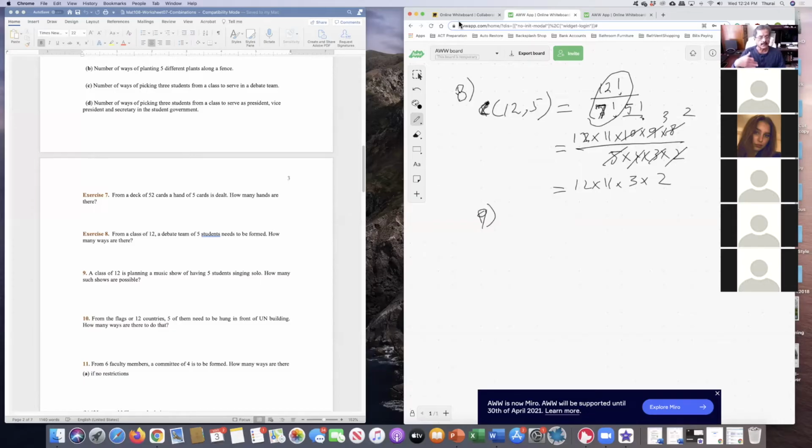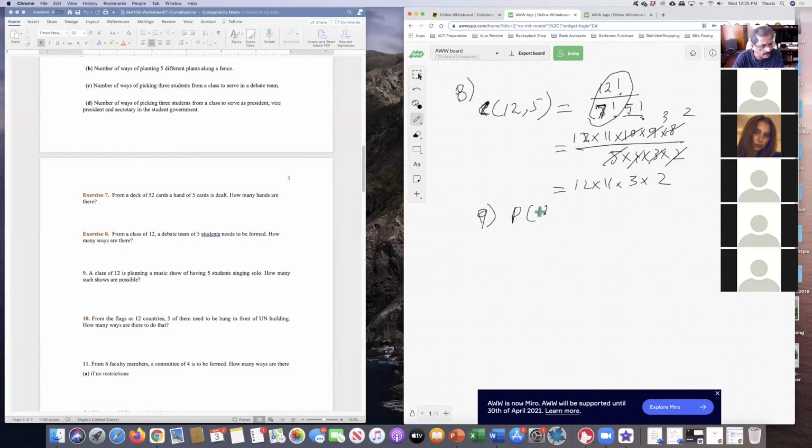But they're going to sing solo means they're going to go one at a time, which means there's an order going on. So who goes first, who goes second matters. The show will be different. That's why this is permutation, because the rearrangements of the 5 students will be counted as different shows. So therefore, this is permutation of 12.